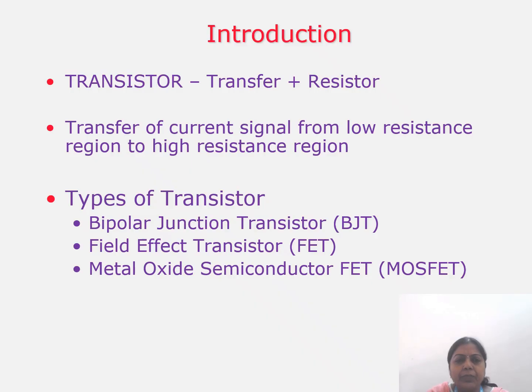Based on this, the types of transistor: one we can call a bipolar junction transistor, BJT, and the junction field effect transistor. Further, they can be classified into field effect transistor, FET. Another one is a metal oxide semiconductor field effect transistor. The bipolar junction transistor, we can call a current control device. The field effect transistor and the metal oxide semiconductor field effect transistor, they can be called voltage control devices.